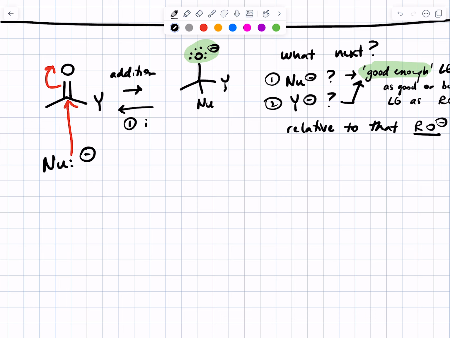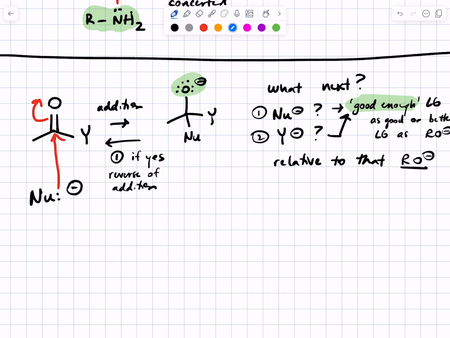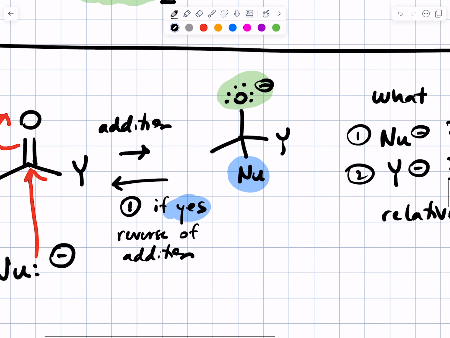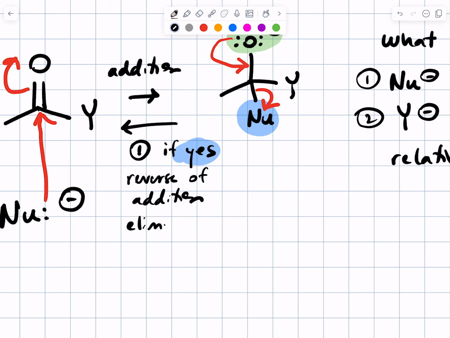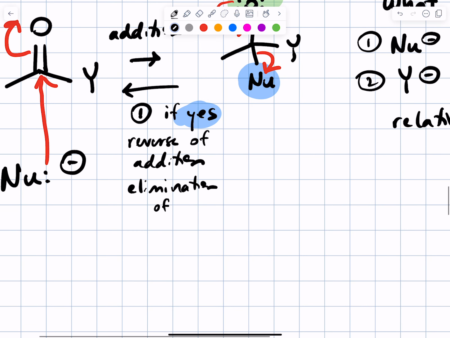If the answer to question 1 is yes, then what happens will essentially be the reverse of the addition step. Meaning, if the nucleophile is a decent leaving group, which let's just color it blue for yes, then we can expect the reverse of the addition reaction to happen. What that looks like is that electrons from the negatively charged oxygen will kick back down to reform the oxygen-carbon pi bond, and the nucleophile leaving group will leave. That's the microscopic reverse of the addition step. We call that elimination. So one thing that can happen is elimination of the nucleophile to get you back to starting materials.